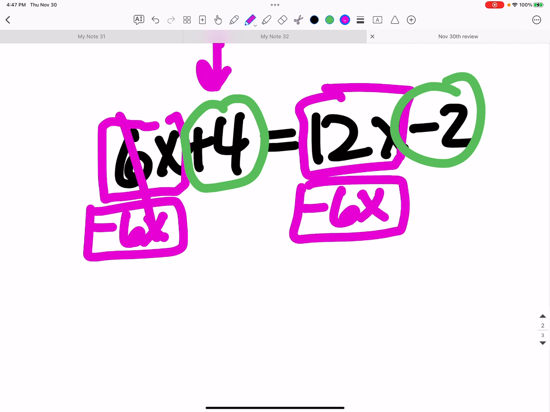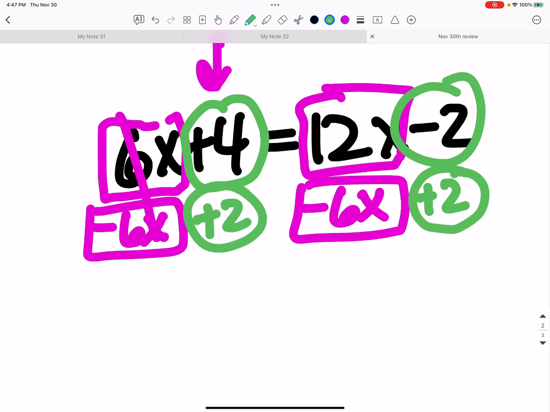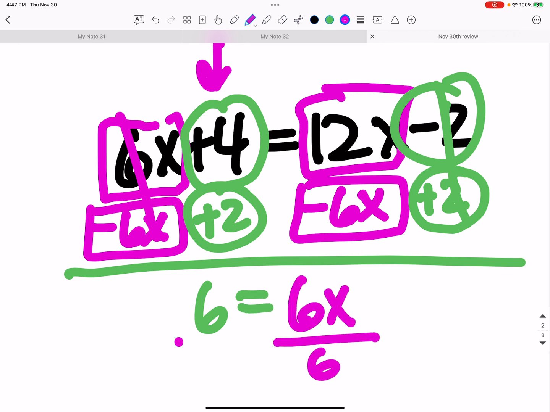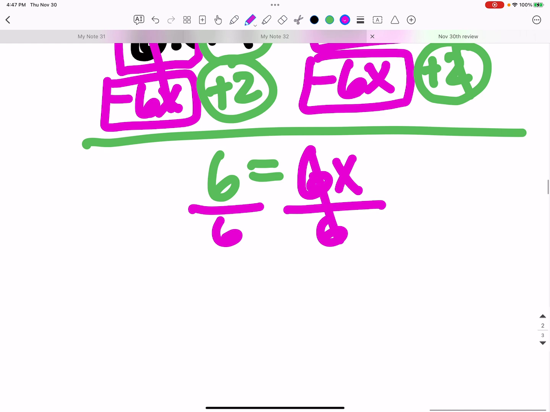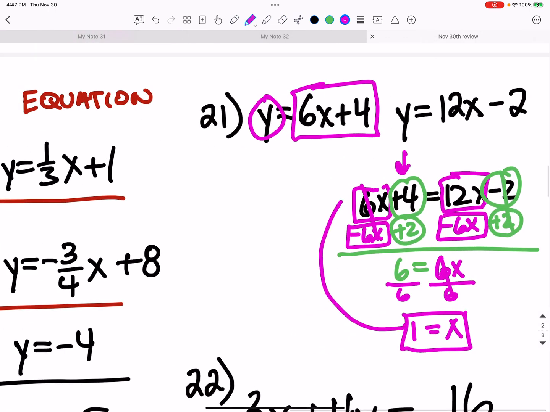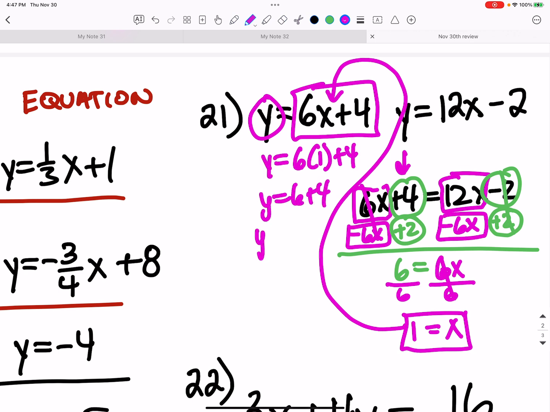I need to move off negative 2. I'm going to move him with positive 2 over to this side. And we've got 6 equals 6x. I'm going to divide by 6. X equals 6 divided by 6 is 1. There we go. So x is 1, but I got to use that back up here. Y is the same thing as 6 times 1 plus 4. Y equals 6 plus 4. Y equals 10. So the answer is 1, 10.